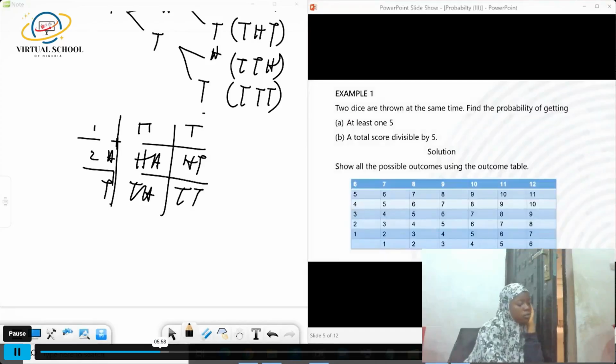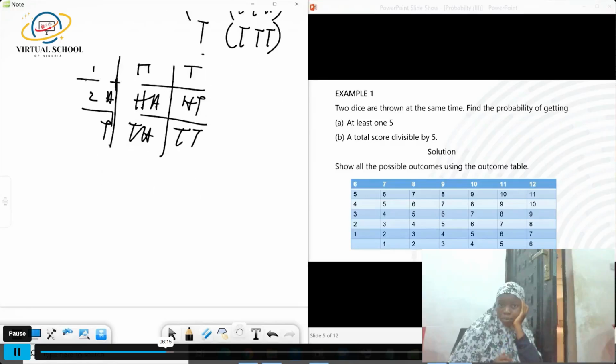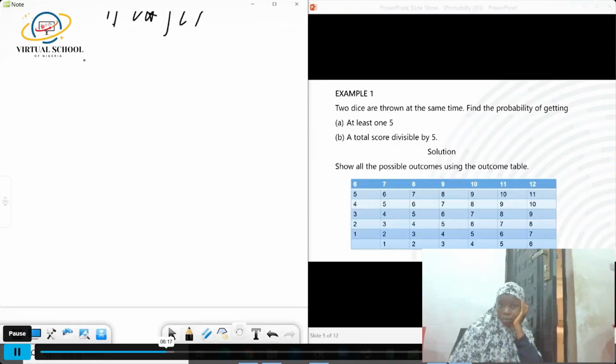Now example 1. Example 1 says 2 dice are thrown at the same time. Find the probability of getting A, at least 1 five, B, a total score divisible by 5. Now we can represent this using our table of outcome. Now we draw our table.